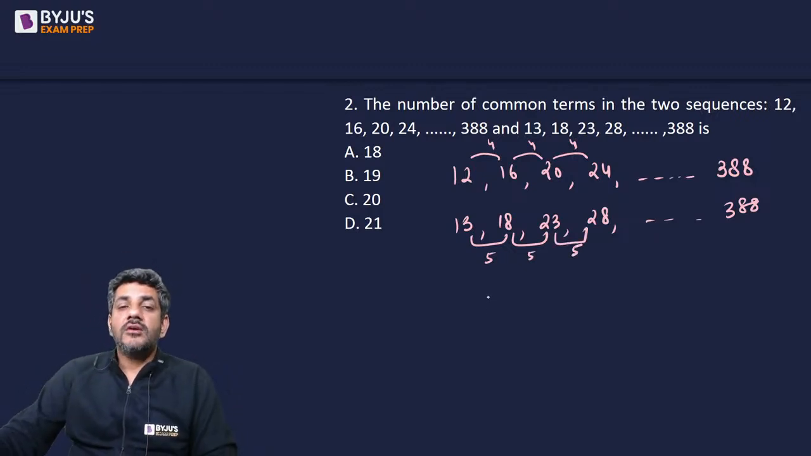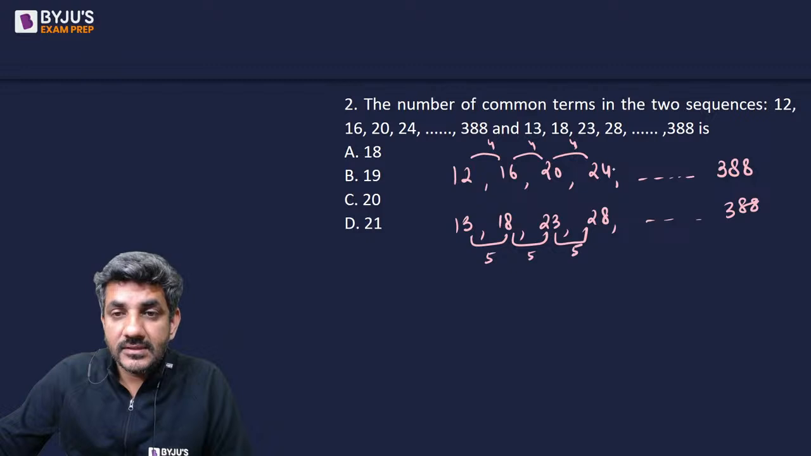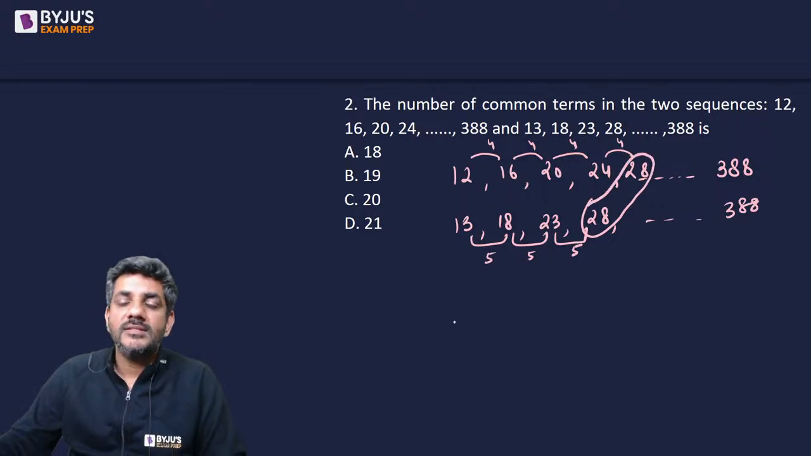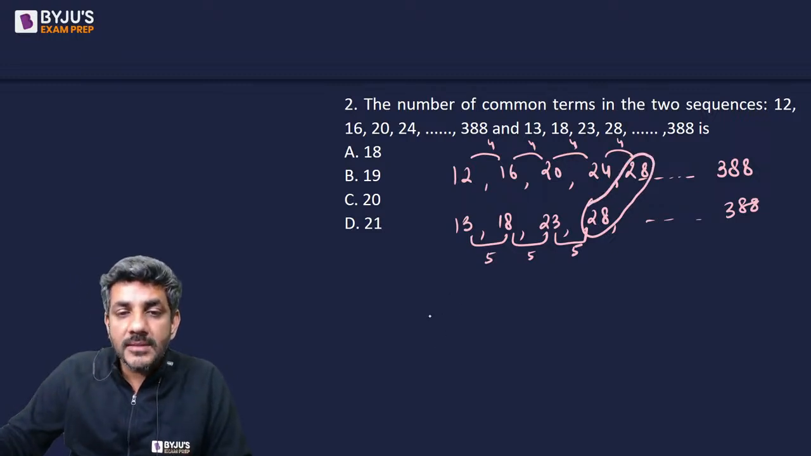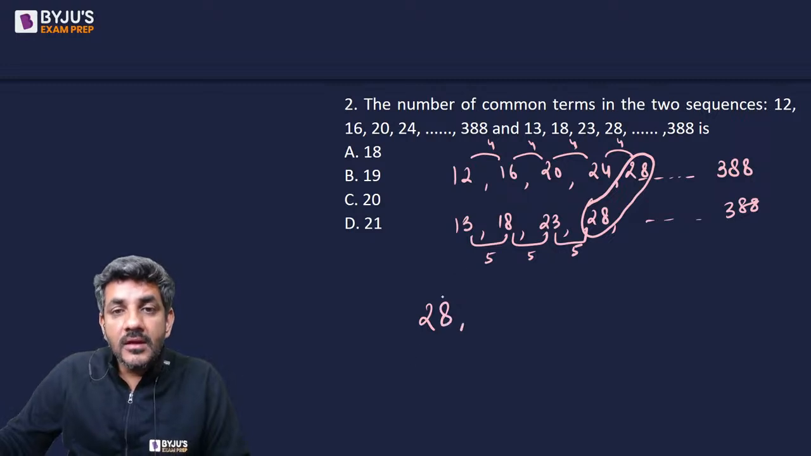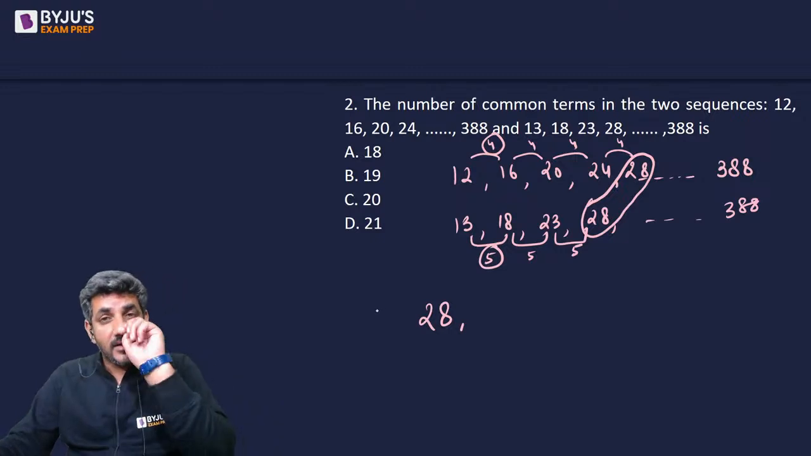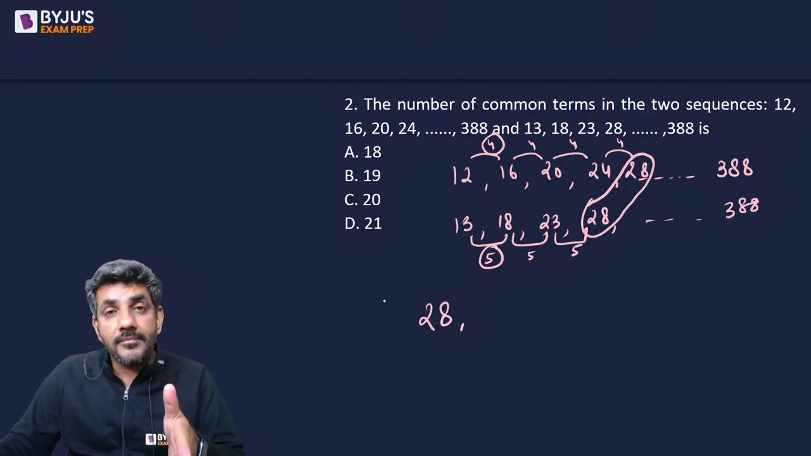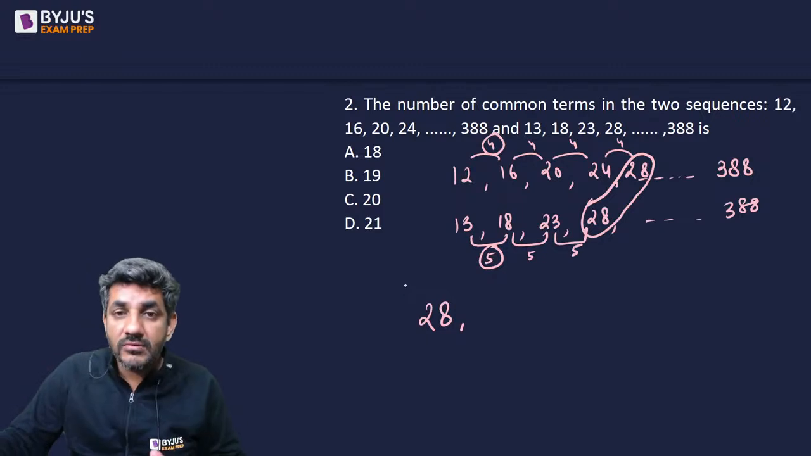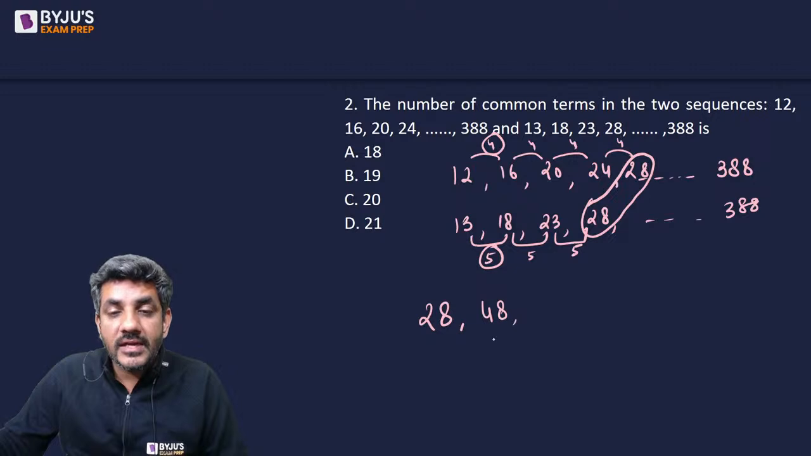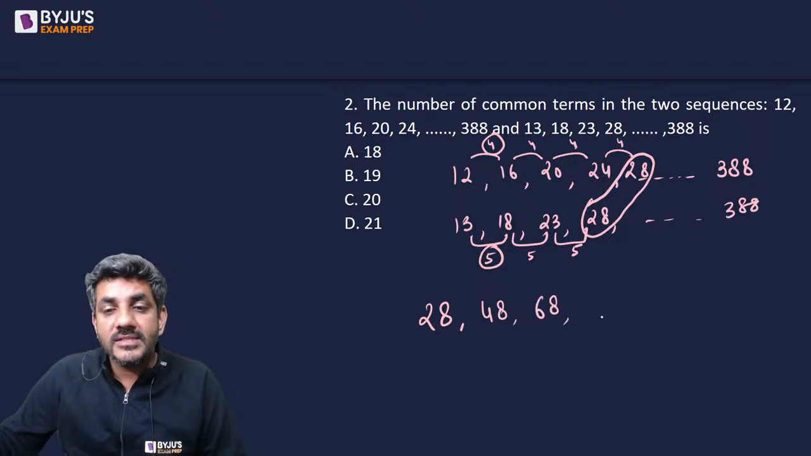I have to find out the common terms in these two sequences. So can I say after 24, the next term is going to be 28, and this will be the first common term in these two sequences? So among the common terms, I will have 28 first. Now this first series is increasing by 4. The second series is increasing by 5. They will have a common term when they both increase by the same amount, that is the LCM of 4 and 5, 20. So the next common term is going to be 48. The next common term is going to be 68. The next common term is going to be 108.